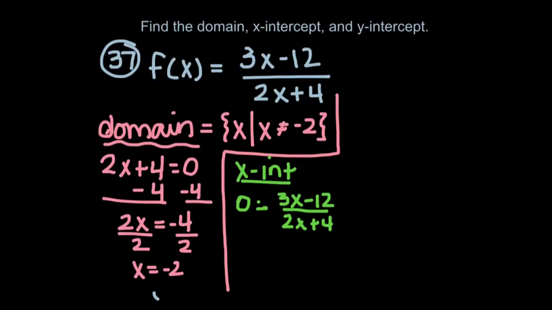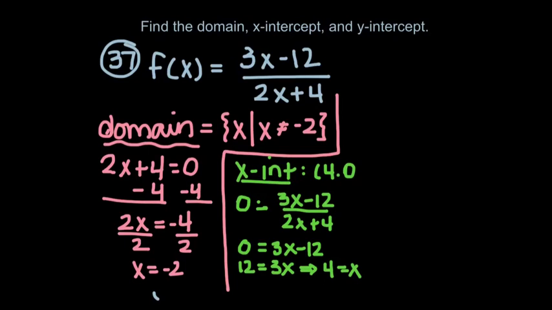To clear the fraction, I would multiply both sides by 2x plus 4, which still gives me 0 on the left, equals 3x minus 12. Solving gives me 12 equals 3x, which tells me that 4 equals x. So my x-intercept is the point 4, 0. In other words, when y was 0, x was 4.